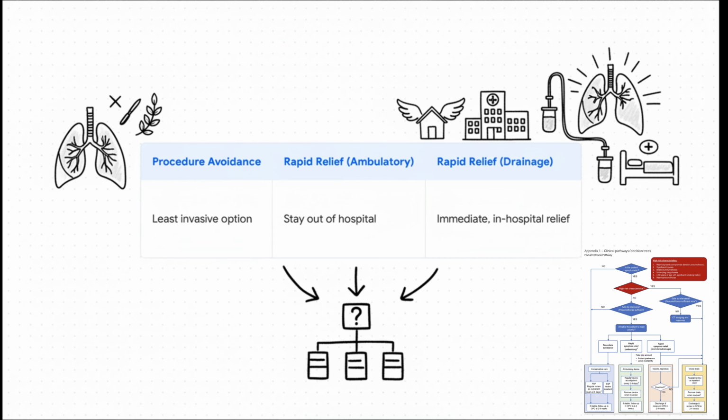Priority A is for someone who says, look, I want to avoid a procedure if at all possible. Priority B is for the person who needs to feel better fast, but really wants to avoid being admitted to the hospital. And priority C is for the person who says, just do whatever works best and fastest, even if I have to stay here for a bit. That choice really steers the ship for the next and final step.